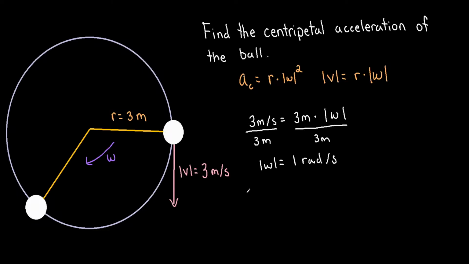So we have that our centripetal acceleration is equal to the radius, which is 3 meters, times our angular speed, which is 1 radian per second, which we squared, and this will give us a total of 3 meters per second squared for a centripetal acceleration.